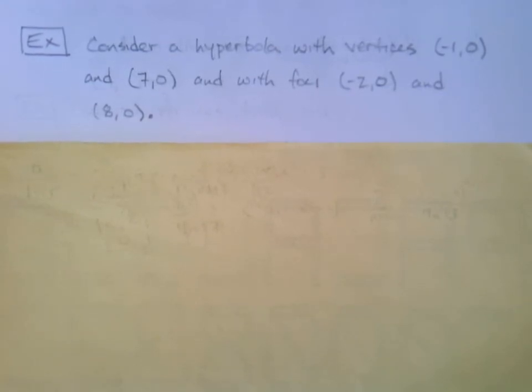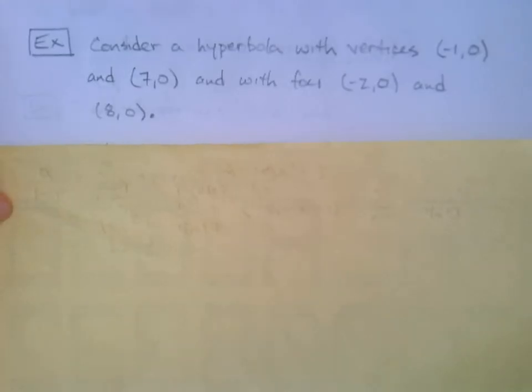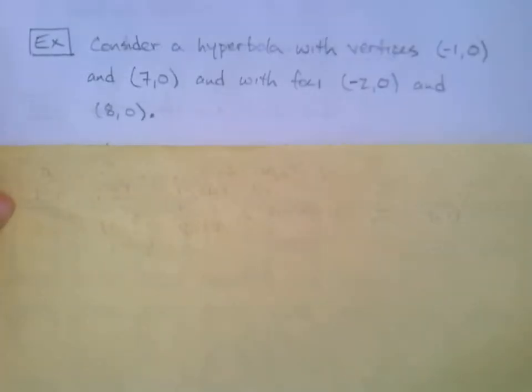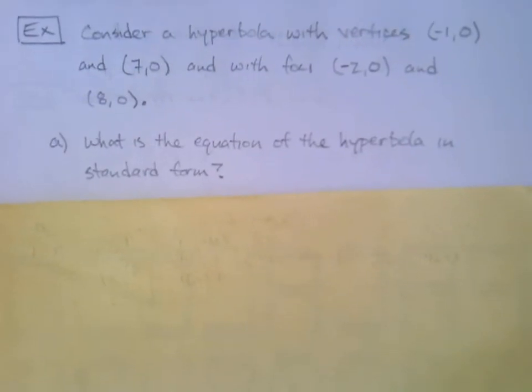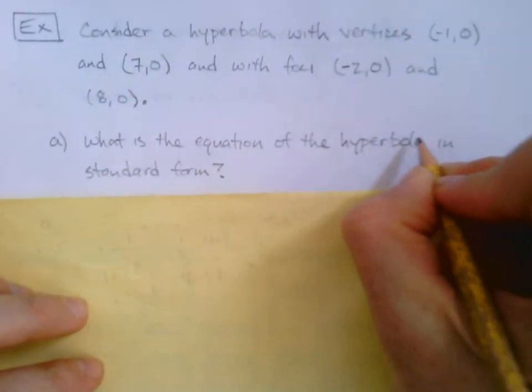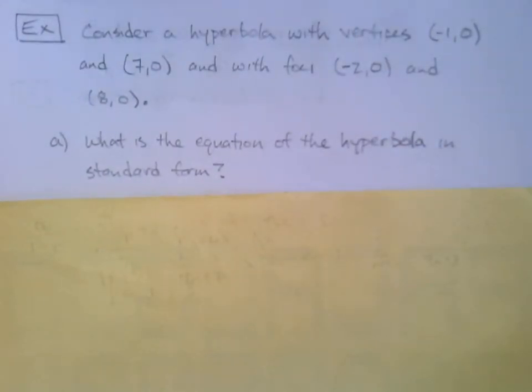These pre-calc examples are actually probably the more foreign at this point. Example: consider a hyperbola with vertices (-1, 0) and (7, 0), and with foci (-2, 0) and (8, 0). Part A. What's the equation of the hyperbola in standard form? So this is more similar to that very first example we did with the parabola. We're given some information.